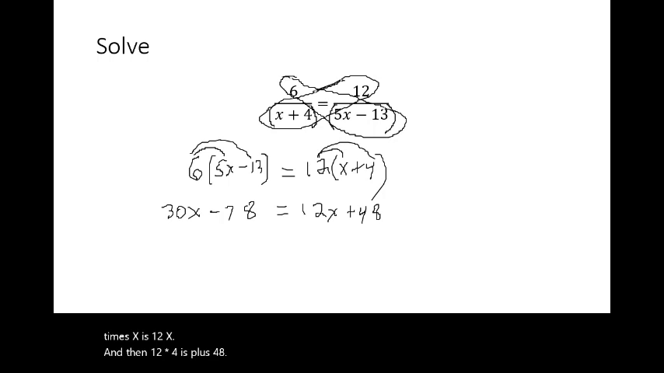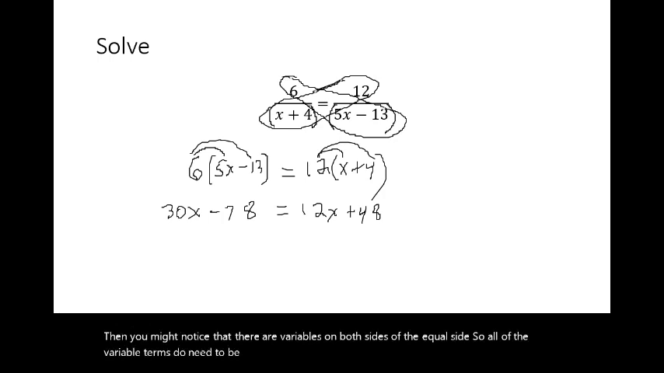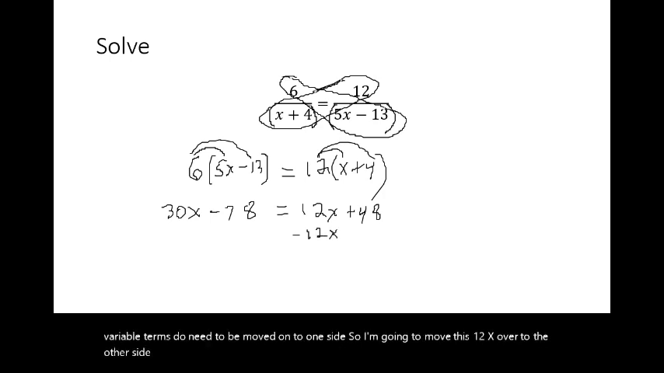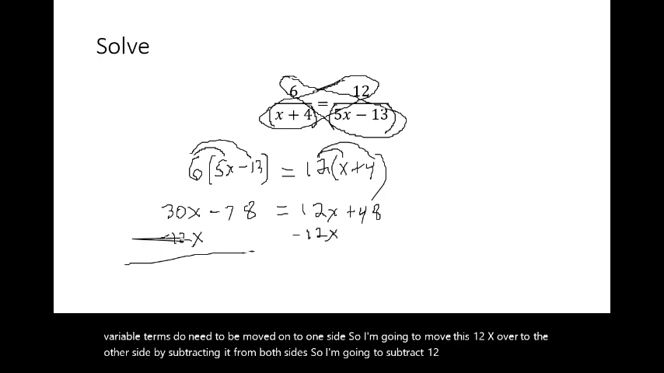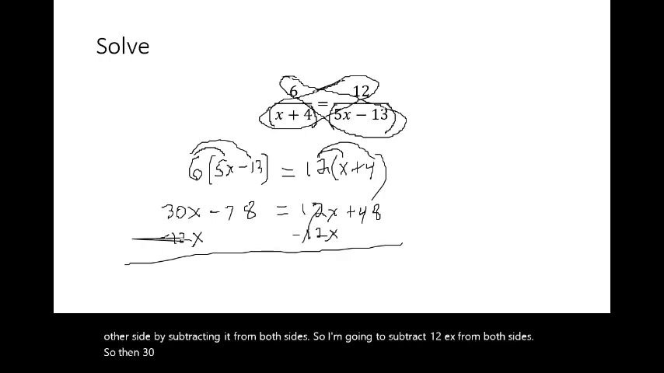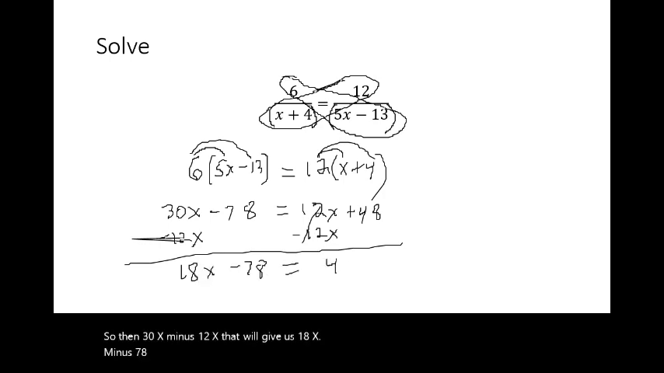Then you might notice that there are variables on both sides of the equal sign. So all of the variable terms do need to be moved onto one side. So I'm going to move this 12x over to the other side by subtracting it from both sides. So I'm going to subtract 12x from both sides. Then 30x minus 12x will give us 18x, minus 78 equals 48.